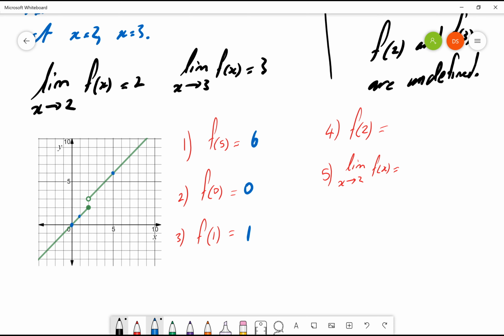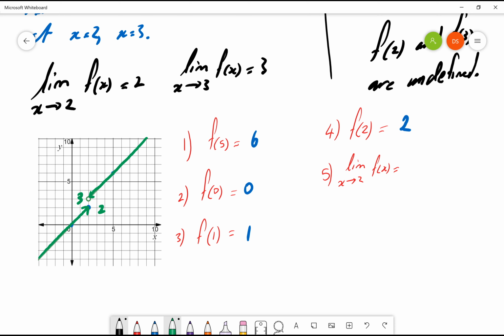Well, at f of 2, the function, since this dot is colored in down here, is defined as 2. But the limit is what happens as I get closer and closer to 2. And from this side, it's getting to 2. And from this side, it's getting closer and closer to 3.